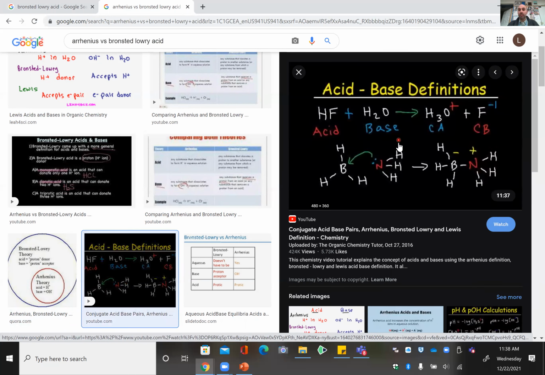Here's another good example of a Lewis acid and base. We see the lone pair here is being donated. That makes this the Lewis base. It's being accepted over here. That makes this the Lewis acid.